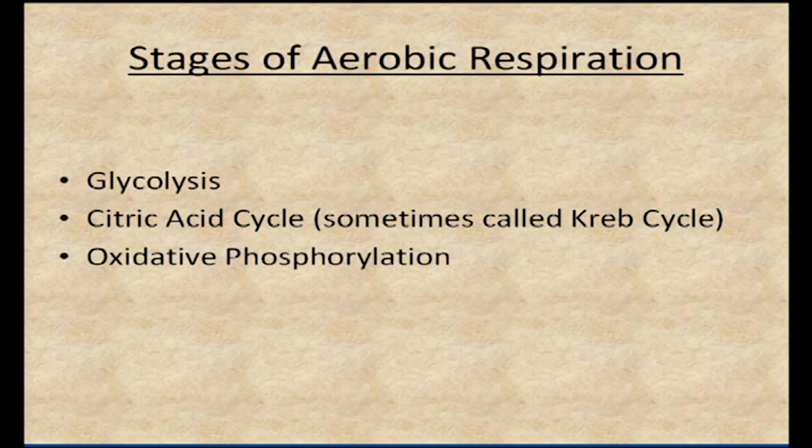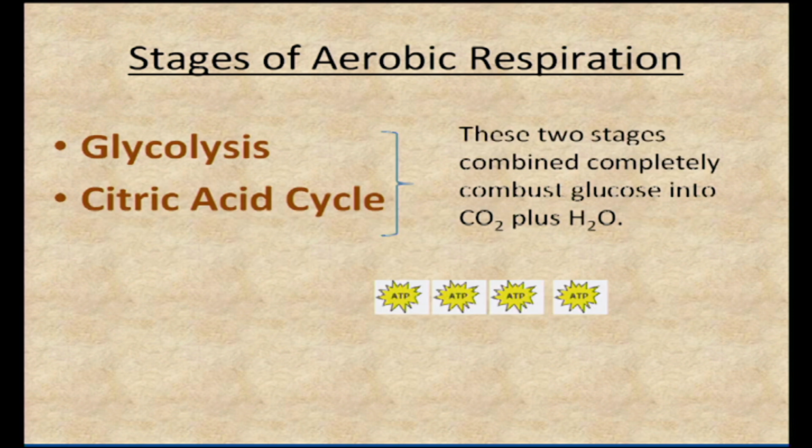Aerobic respiration is commonly broken down into 3 stages: glycolysis, the citric acid cycle, sometimes also called the Krebs cycle, and then a final stage called oxidative phosphorylation. Today, we're only going to look at the first 2 stages, glycolysis and the citric acid cycle. These 2 stages collectively will combust glucose into carbon dioxide plus water.